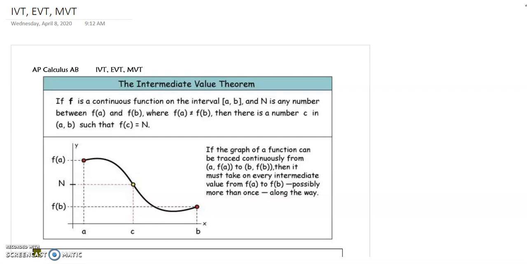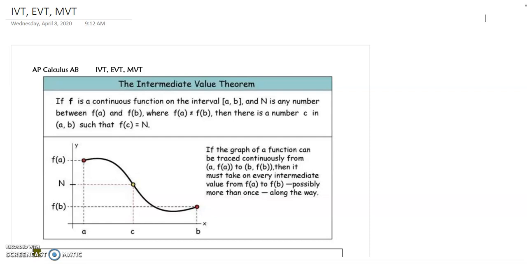I have sent this document to your OneNote, and I'd like to review it before I do an AP problem that incorporates these three theorems. So IVT, Intermediate Value Theorem. Remember, the name really gives away what it's saying: intermediate, in the middle.